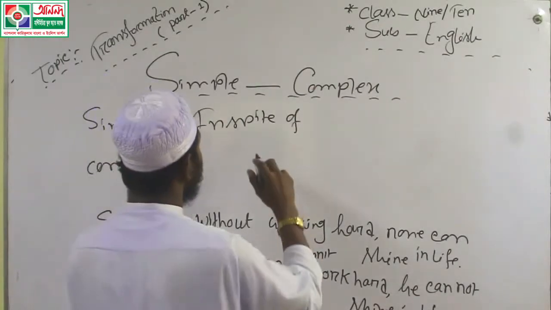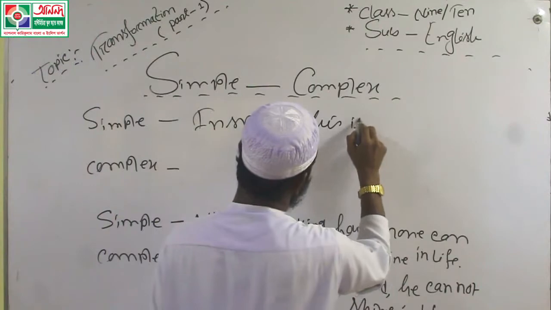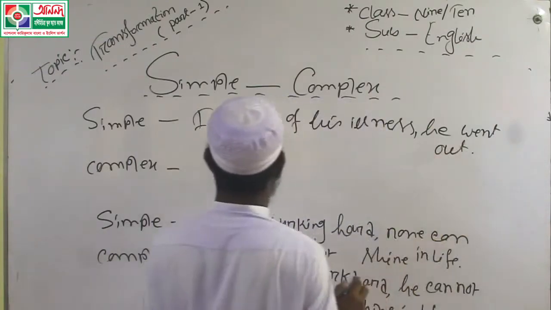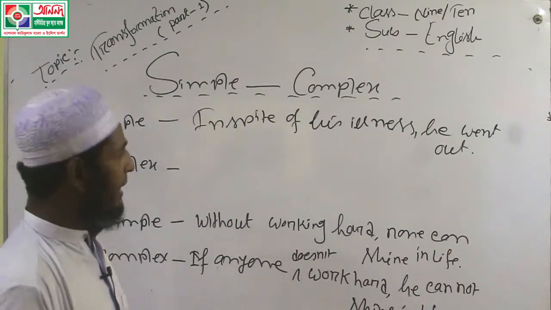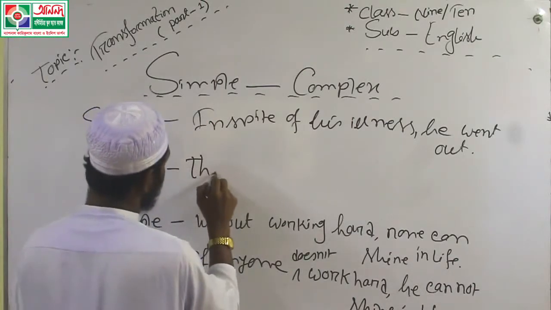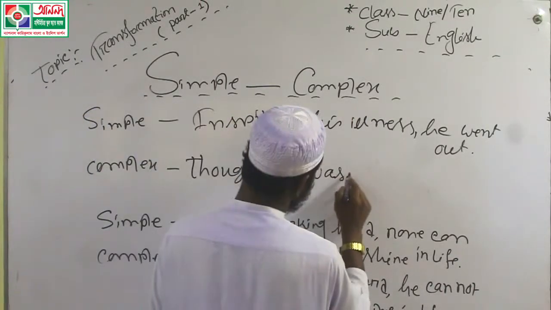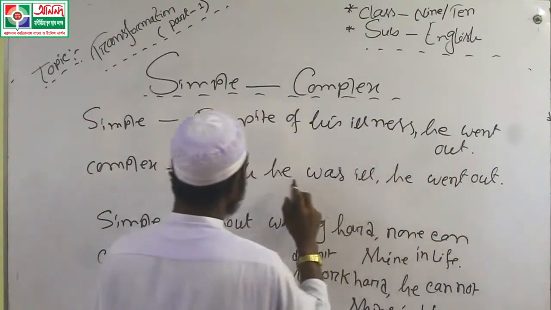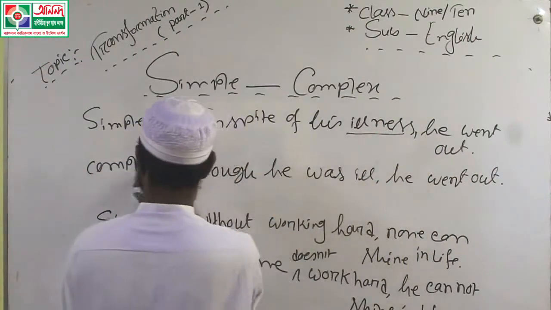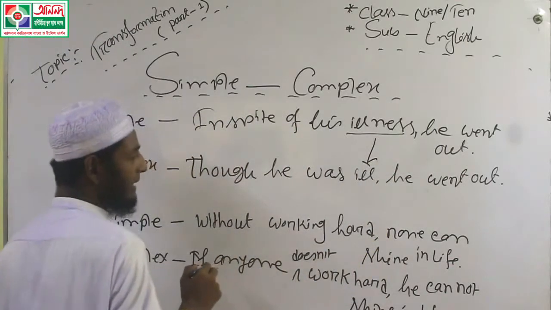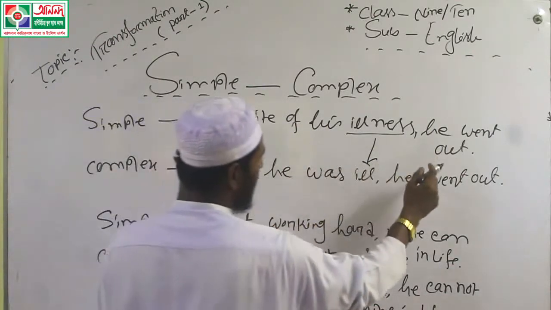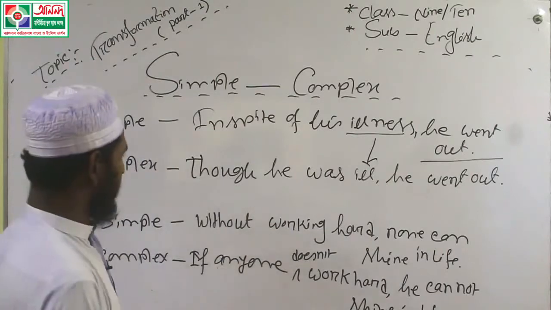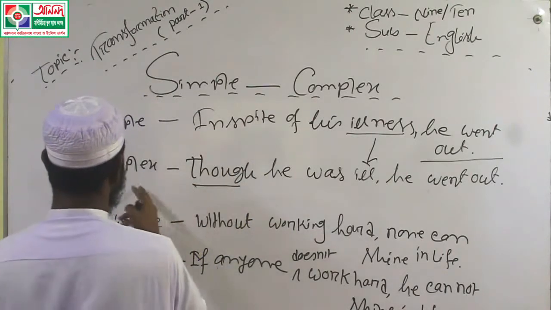Okay, simple: In spite of his illness, he went out. Complex: though he was ill, he went out. Illness is a noun, but in a complex sentence you have to use an adjective. Though is the feature of a complex sentence.